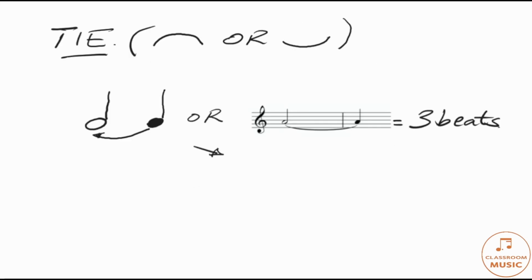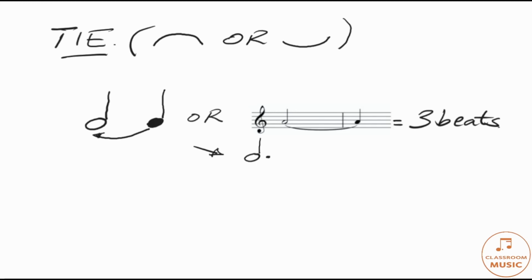Another symbol, called a tie, can be used to achieve the function of a dotted note. A tie is a curved line that connects two notes of the same pitch. Two notes connected by a tie will have their rhythmic value combined together and played as if they were one. The value of the second note is added to the first note. Note that a tie can only be placed on two adjacent notes of the same pitch.